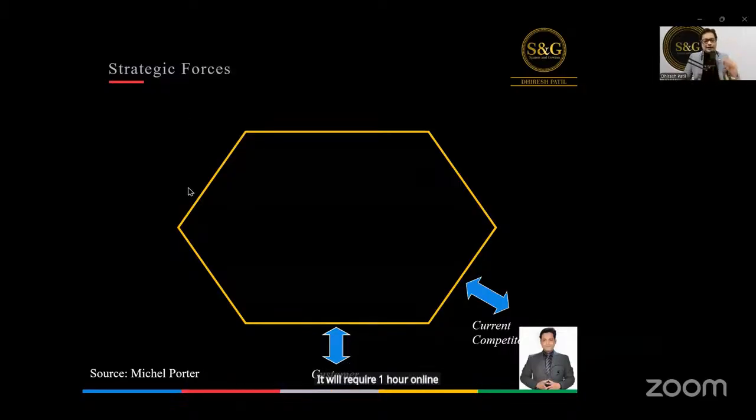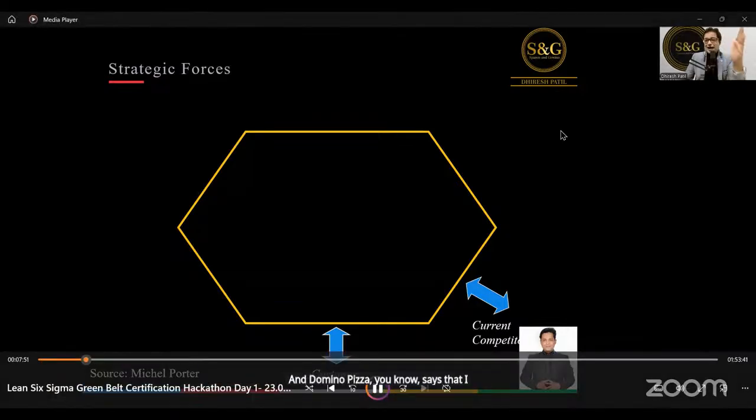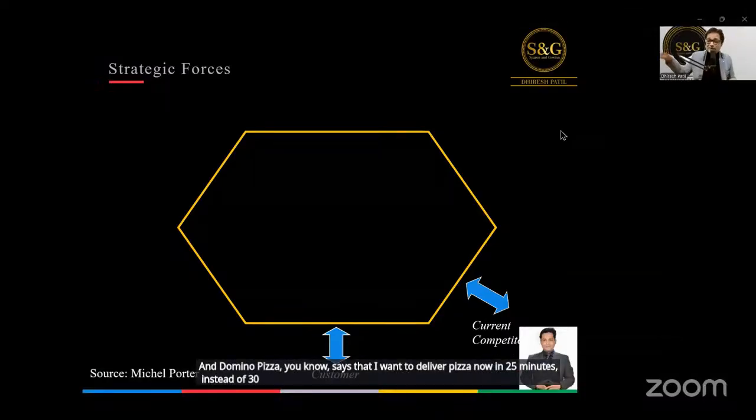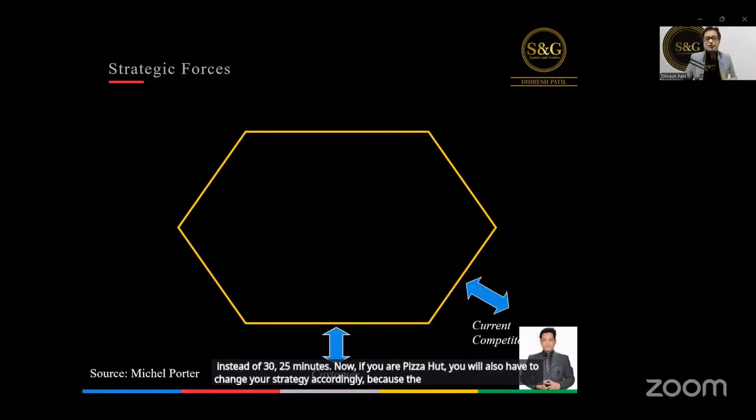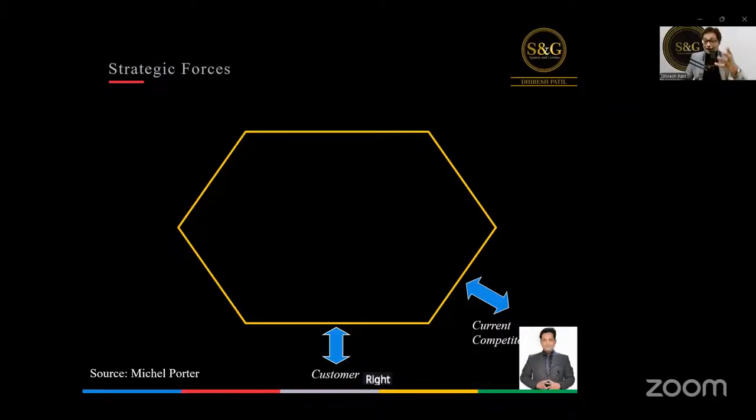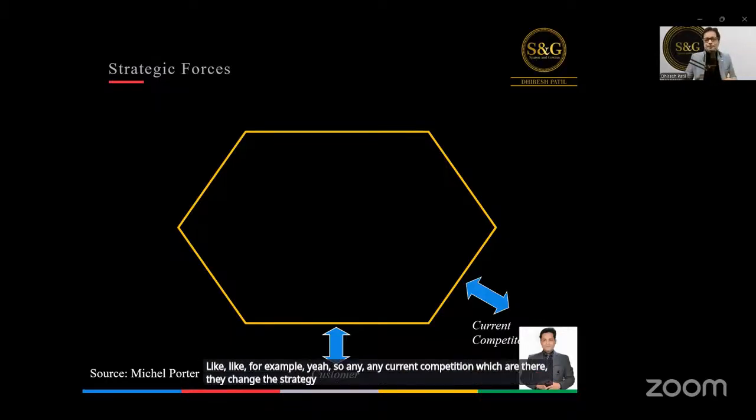Now, current competition. Let's say you are Pizza Hut, and Domino's Pizza says that they want to deliver pizza now in 25 minutes instead of 30. Now, if you are Pizza Hut, you will also have to change your strategy accordingly, because the competition has changed their strategy. So any current competition which is there, if they change the strategy, you have to also change the strategy.